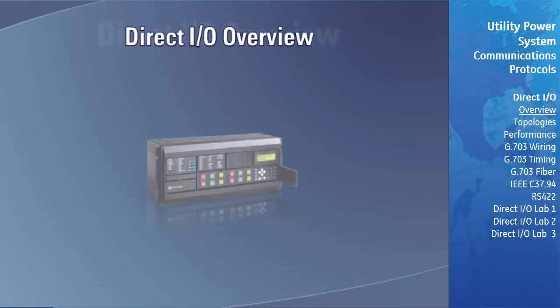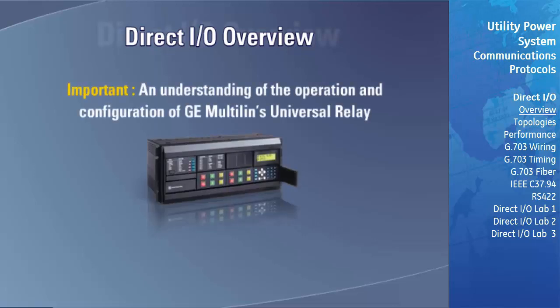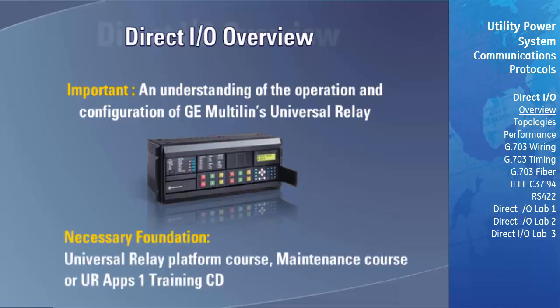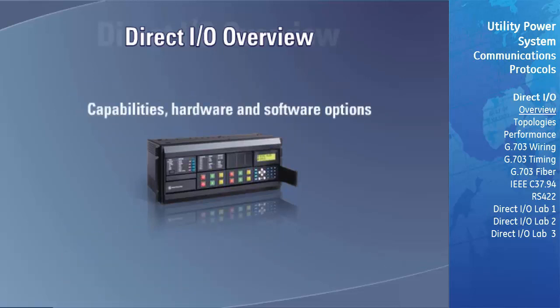It is important for the following portion of the course that the student has an understanding of the operation and configuration of GE Multilin's Universal Relay. Attendance of either the Universal Relay Platform or Maintenance courses, or review of the UR Apps 1 training CD will provide the necessary foundation. In this section of the course, we will examine the capabilities, hardware, and software options of the Universal Relay's Direct I/O service.